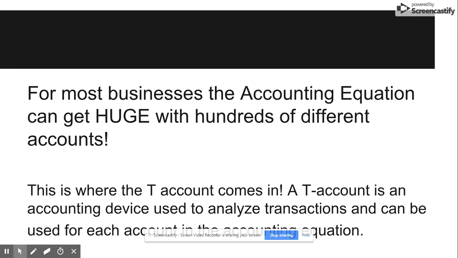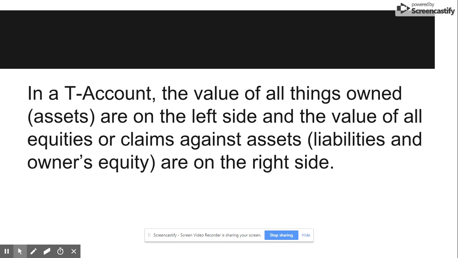So for most businesses, the accounting equation can get absolutely huge with hundreds of different accounts. The accounts can go into the millions of dollars. And this is where T accounts can come in. A T account is a device used to analyze transactions and can be used for each account in the accounting equation.